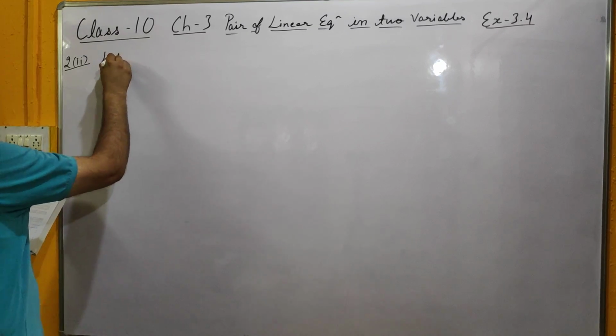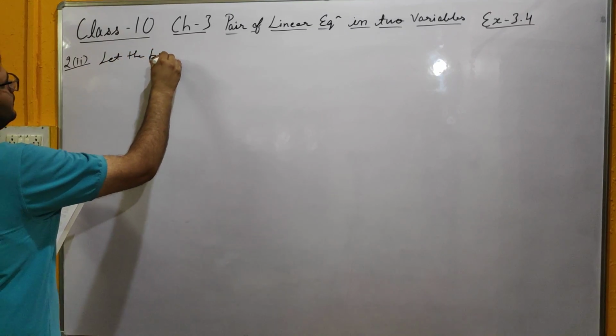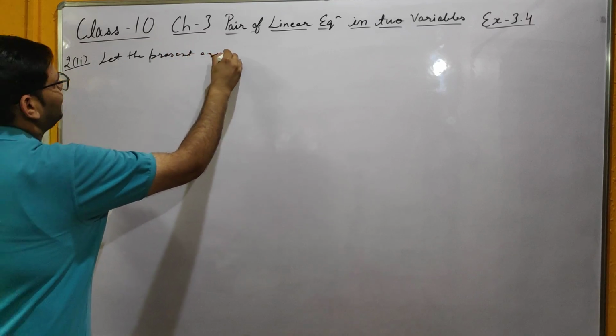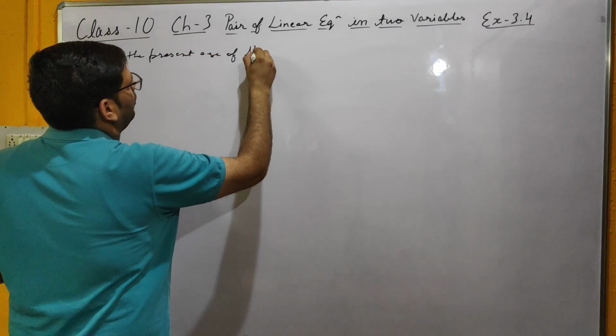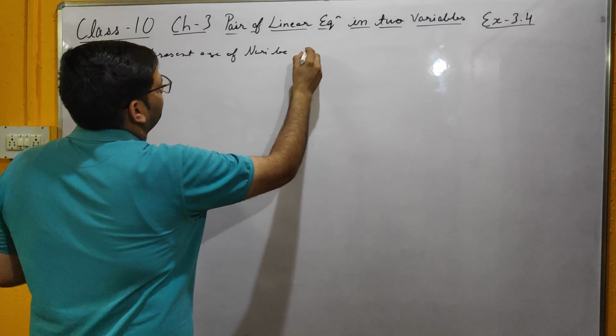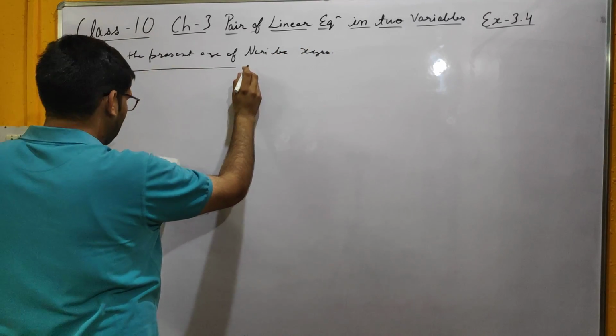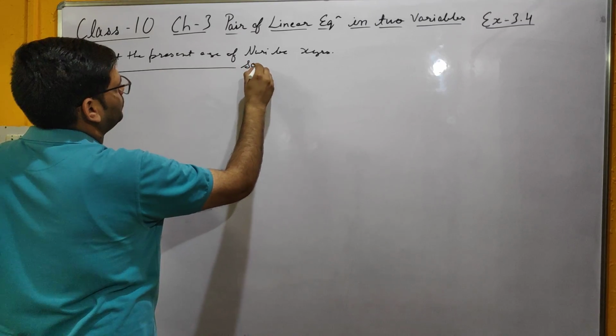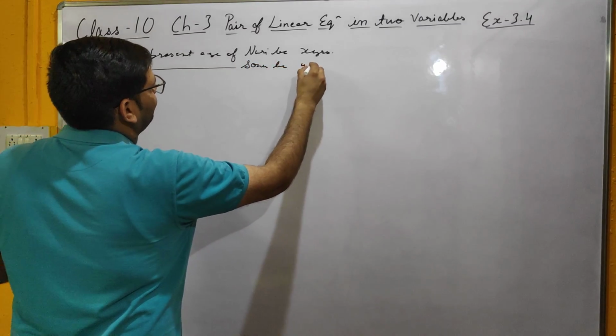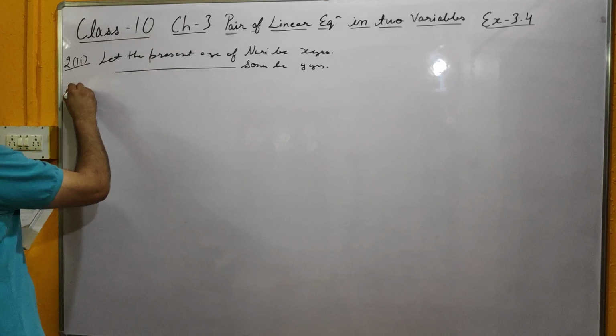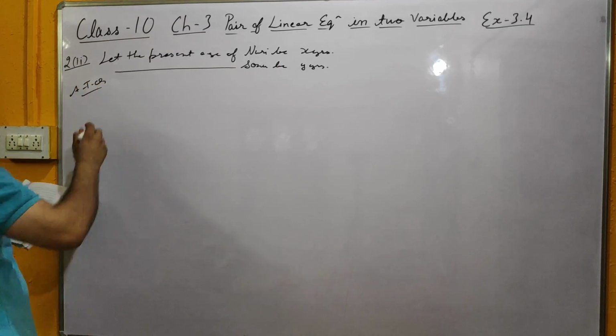So I will say, let the present age of Nuri be x years. Alright. And then same, the present age of Sonu be y years. So according to question, what is saying?